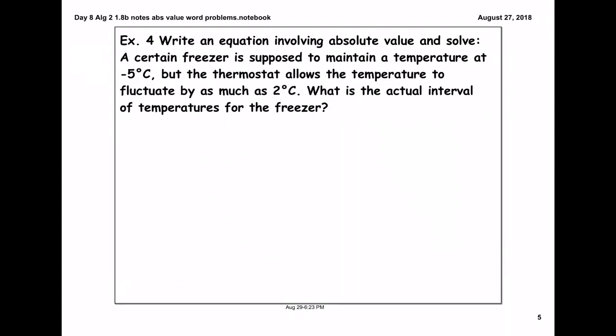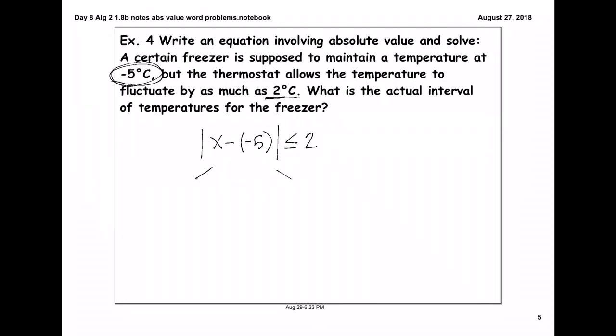Example number 4 says, write an equation involving absolute value and solve. A certain freezer is supposed to maintain a temperature at negative 5 degrees Celsius, but the thermostat allows the temperature to fluctuate as much as 2 degrees Celsius. So in our absolute value equation, we want to subtract the initial temperature of our freezer, which is negative 5 degrees, and then it fluctuates, which we will put on the outside of our inequality, 2 degrees Celsius. What is the actual interval of the temperatures?